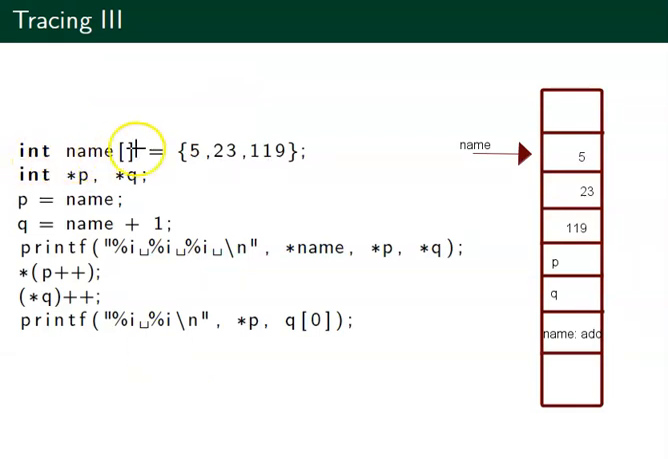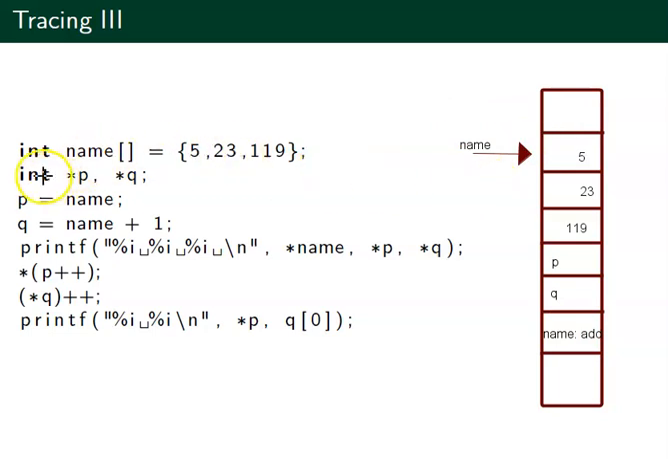We have int name, which is an array, and it has 3 elements, 5, 23, and 119. As we said last time, the variable that represents the array is actually a pointer to the first element of the array, and this is why name is actually a variable in which an address is saved. Which address is saved? The address of the first element of the array. And this is why I didn't write here address of whatever like in the previous examples. I will just show it by the pointer.